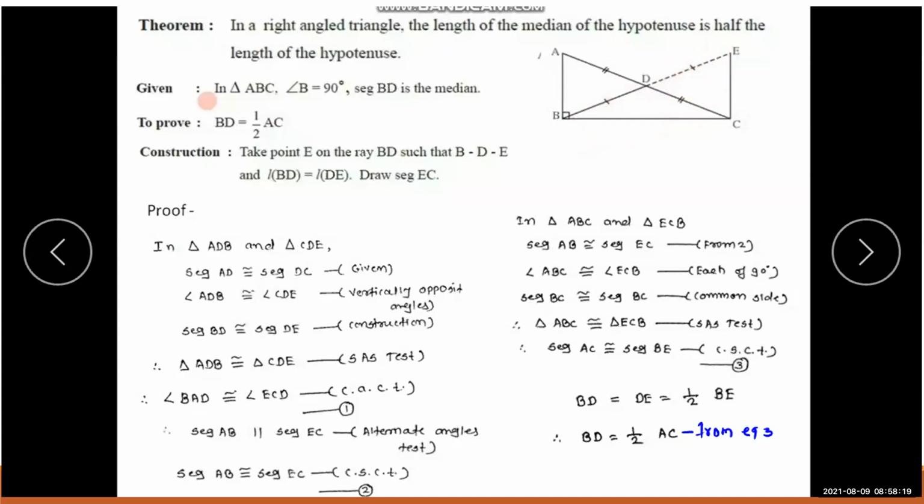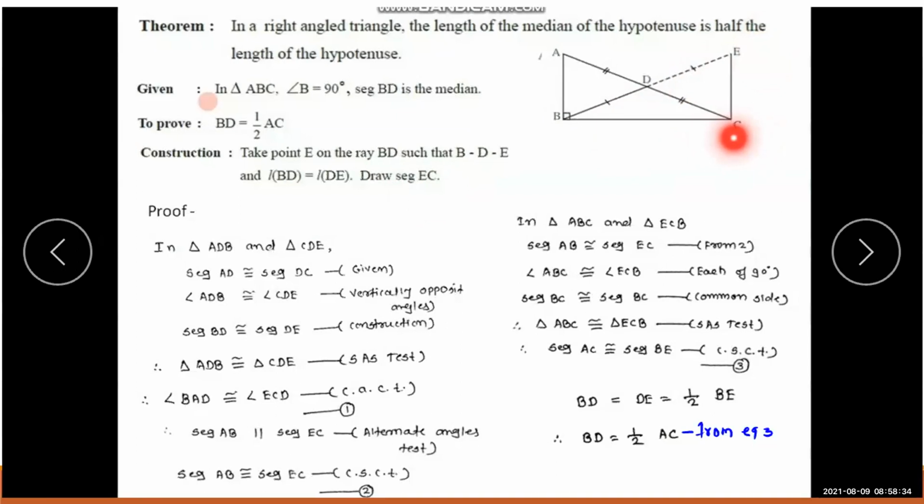Now join the points E and C, that will make segment EC. Point E is joined with C, and the segment EC we have to draw. Okay. Now let's see the proof. In triangle ADB and triangle CDE.